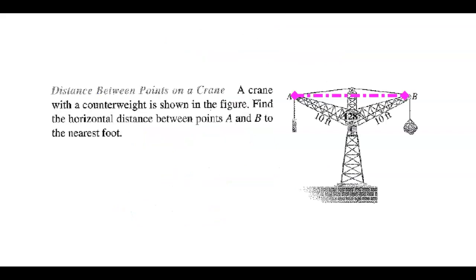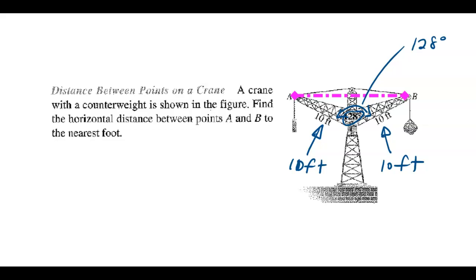Let's look at an application problem involving the Law of Cosines. Now, not all of this is too visible, so let me just add a little detail here. Each side of this double-sided crane is 10 feet in length. And there's an angle here in the middle. That angle is 128 degrees.